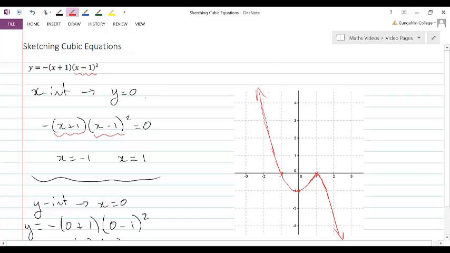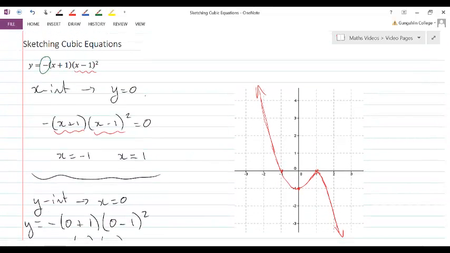So this one is actually going the opposite way to the other one. Remember, our first one was kind of generally increasing like this. This is an example of a cubic that's going the other way. It's coming down first. And we could actually tell that by looking again at the coefficient. Much like with quadratics, that minus sign makes it go the opposite way to what we would expect. So this is the sketch of y equals minus x plus 1 times x minus 1 all squared.